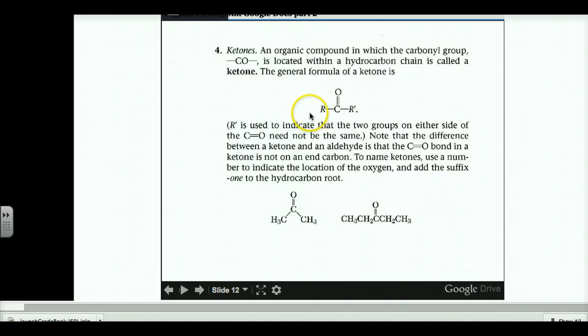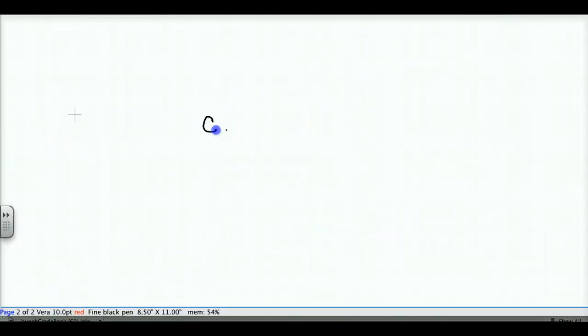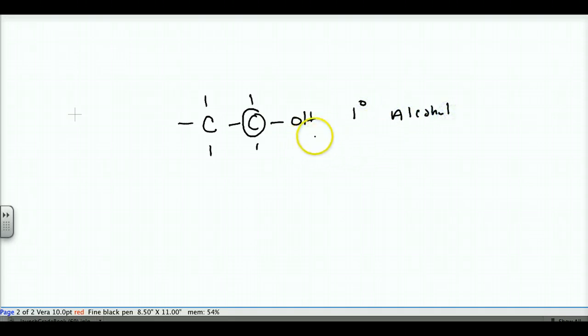And if aldehydes are made from the oxidation of alcohols, well, ketones are made from the oxidation of alcohols as well, except the alcohols are different. Let me explain that. This is called a primary alcohol, where the OH is attached to a carbon that's only attached to one other carbon. So this is a primary alcohol. Now when it gets oxidized, redox, it becomes an aldehyde.